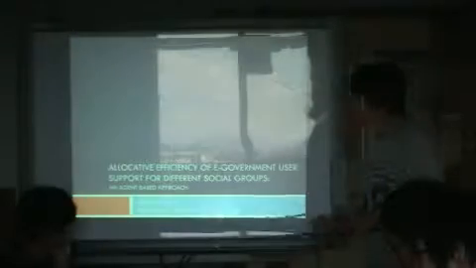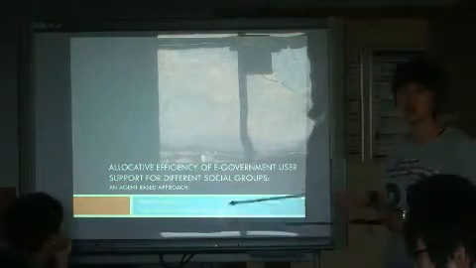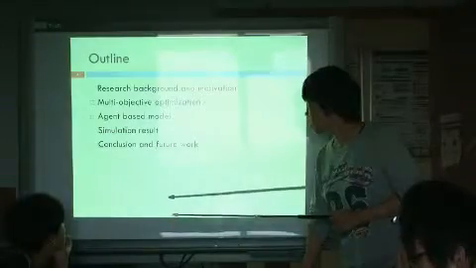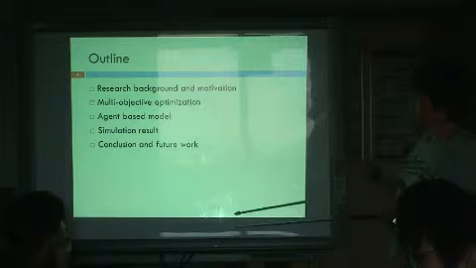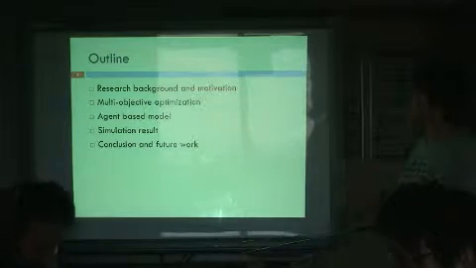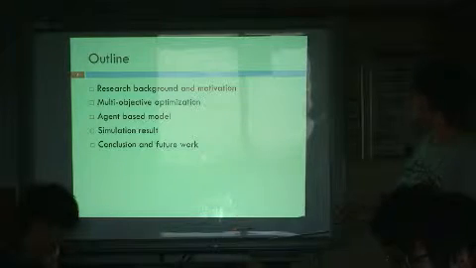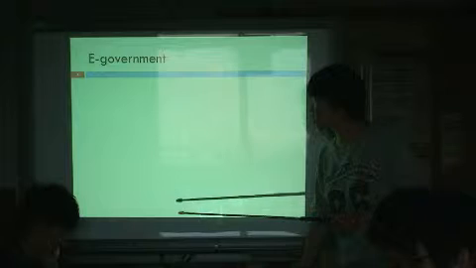So the title of that paper is the allocative efficiency of e-government user support for different social groups by using an agent-based approach. So in this presentation, first I will talk about the research background and motivation, and what is multi-objective optimization and agent-based model, and simulation results, and finally the conclusion and future work.